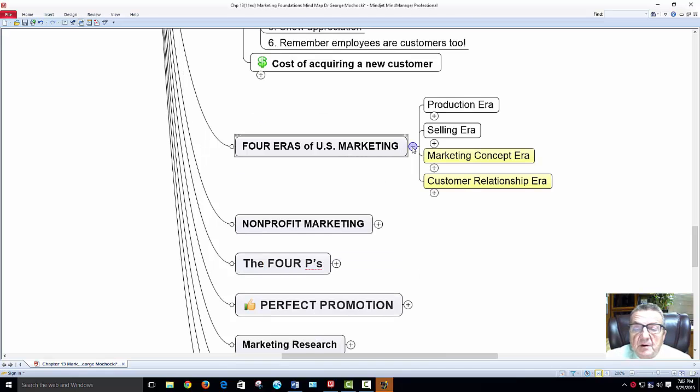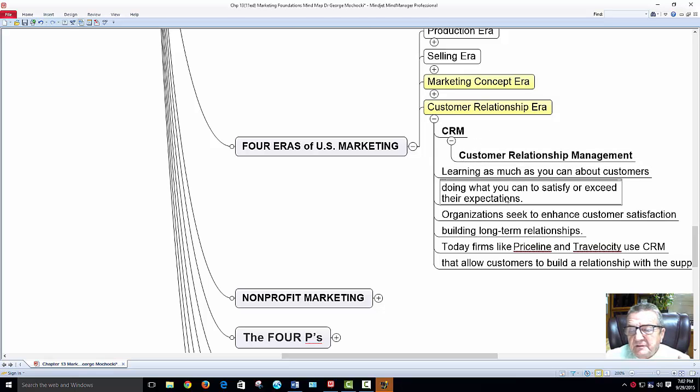Four areas of U.S. marketing. You have the production area, I'm not going to go into this, then selling, the marketing concept, and customer relationship. Where we're really at now is CRM, customer relationship.